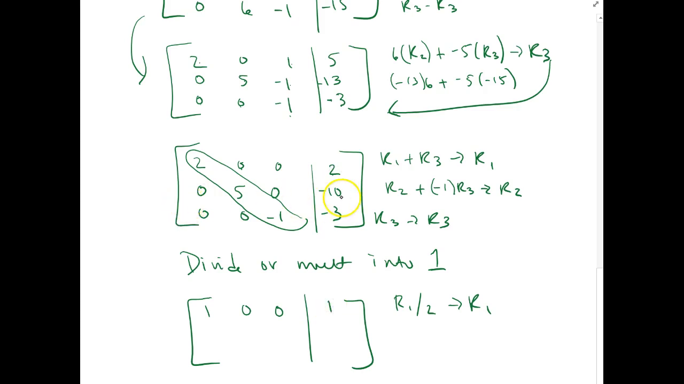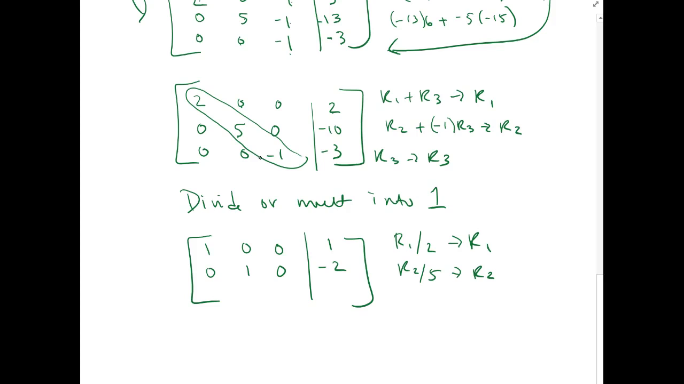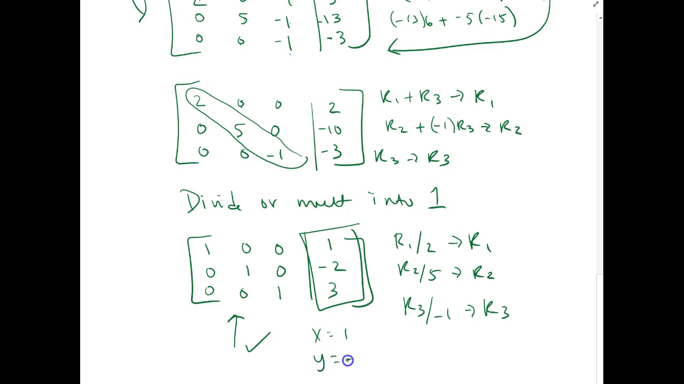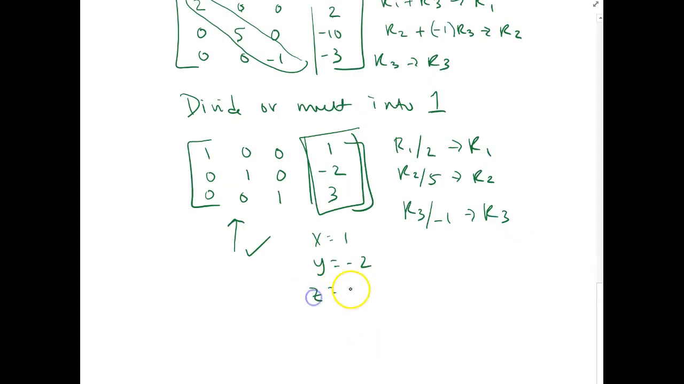What about row 2? What do I need to divide by? Well, if that's a 5, I need to divide by 5. So 0 over 5, 5 over 5, 0 over 5, -10 over 5. And the last one is row 3. It's already a 1, but it's a negative, so I need to divide by -1. So divide by -1, divide by -1, divide by -1, divide by -1. And I have created the identity matrix here, which is the goal, which means that these are my answers. X is 1, Y is -2, and Z is 3.